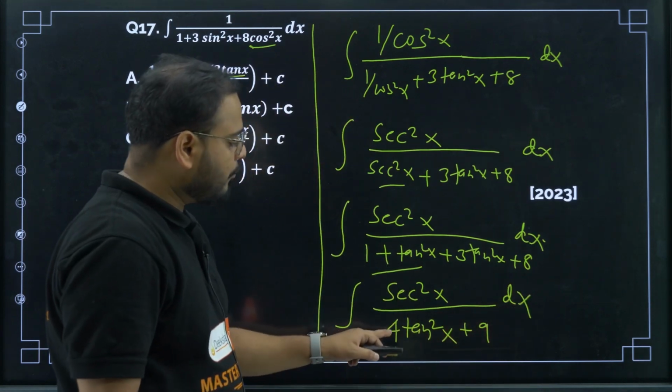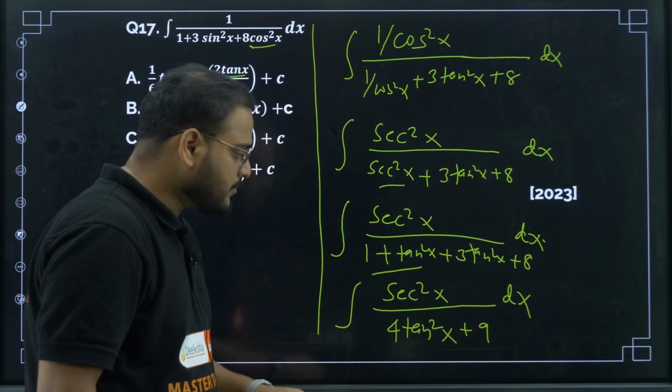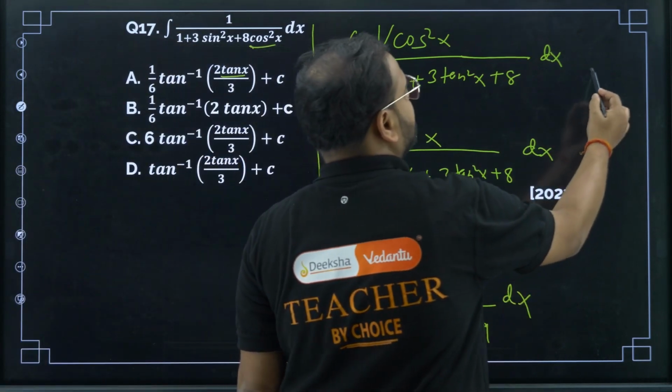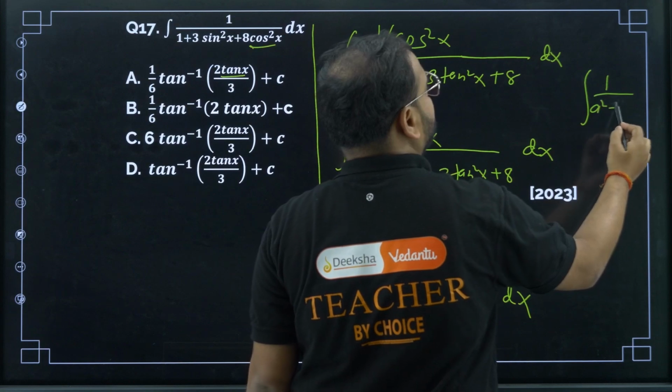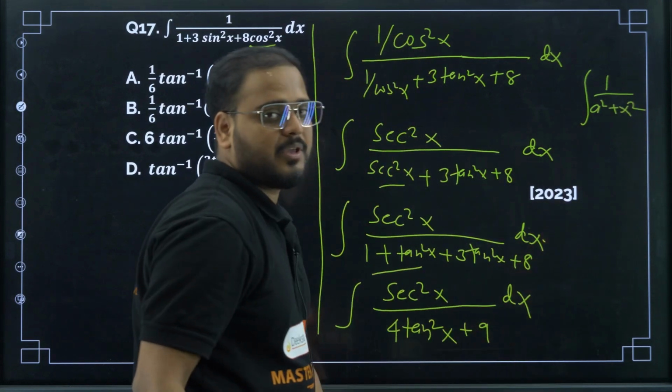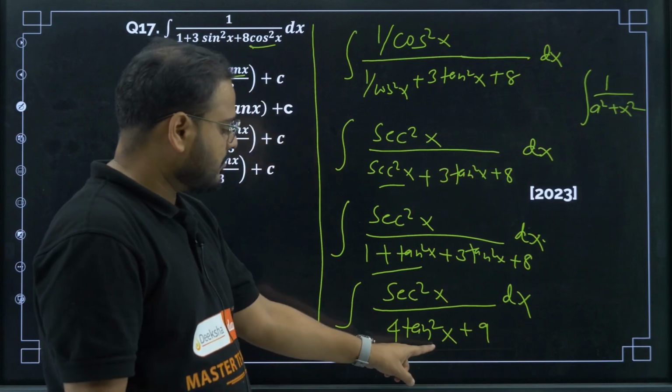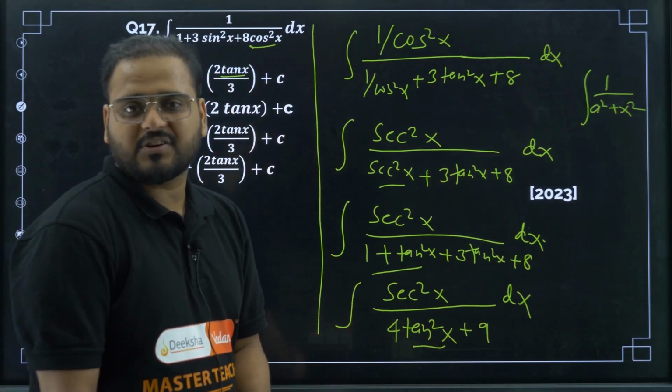Now do one thing, take 4 common from the denominator. How come, sir? Because this is a variable term. If you remember the form of the integration for tan inverse, it was 1 upon a square plus x square. X has to be free from any coefficient. So whatever is the variable term over here, I have to remove the coefficient from the variable term.